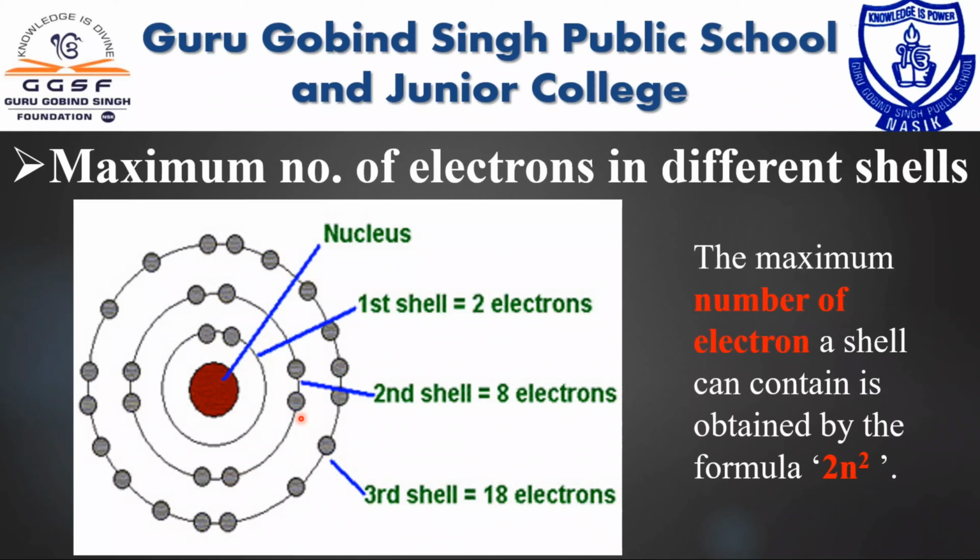For the L shell, n is equal to 2. So, the number of electrons is 8. In this way, we find out the maximum number of electrons in a particular shell. The K shell holds 2 electrons. The L shell carries 8 electrons. The M shell has 18 electrons and so on.